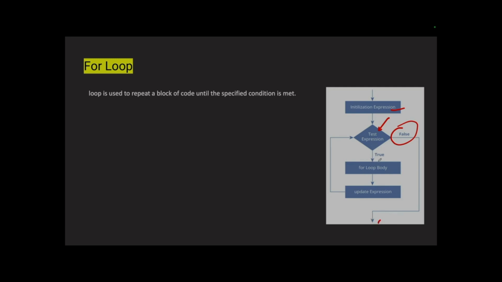But if the condition is true, the for loop body will be executed. After that, the update expression runs and again we go to the test expression. In this manner, the test expression is continually updated. If it is not updated, then this loop will run forever. So we should know that the expression should be updated very carefully. It is used when the number of iterations is known before we start the loop.